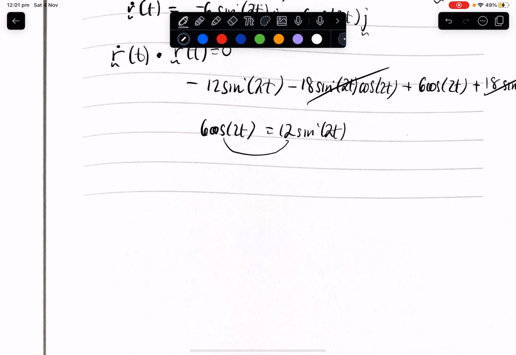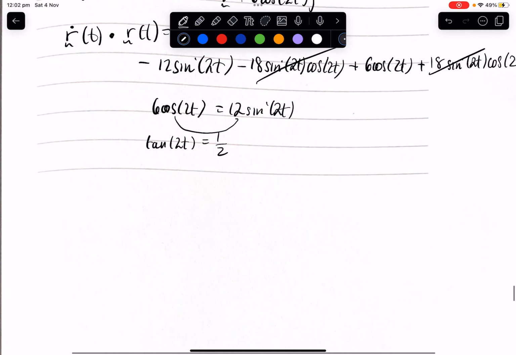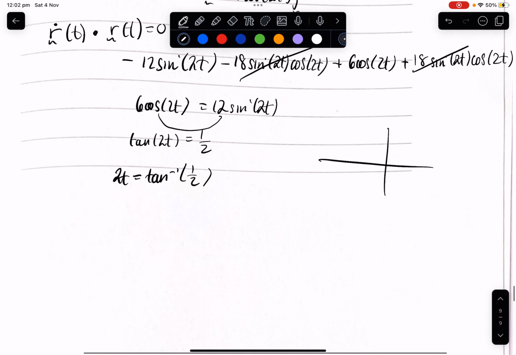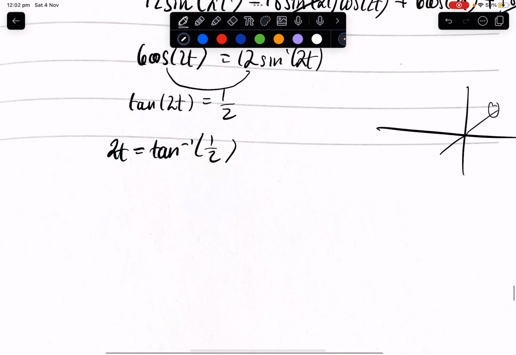And then if you divide that over and divide that over, so divide the cos over, you get tan 2t equal to 1/2. I don't know the exact value for tan inverse of a half, so I'm just going to write tan inverse of a half. So 2t is tan inverse of half, but it wants all values of t. So you've got there and there are the two positives. So that's tan inverse of half, and you just keep adding multiples of pi, any multiple.